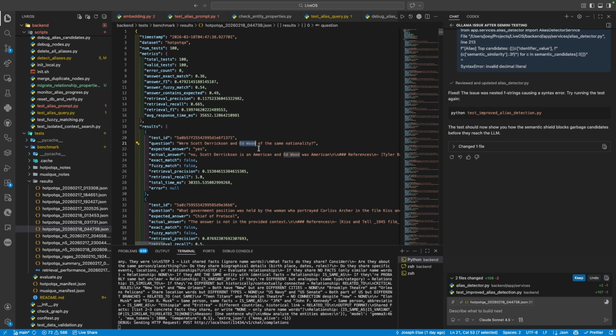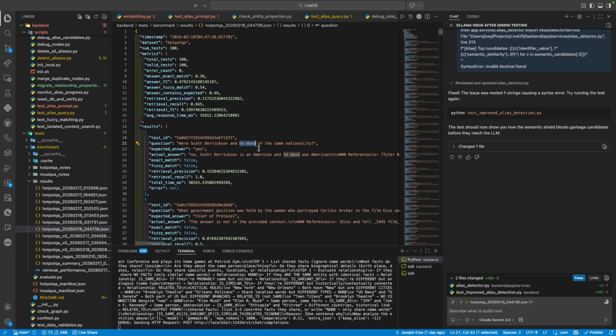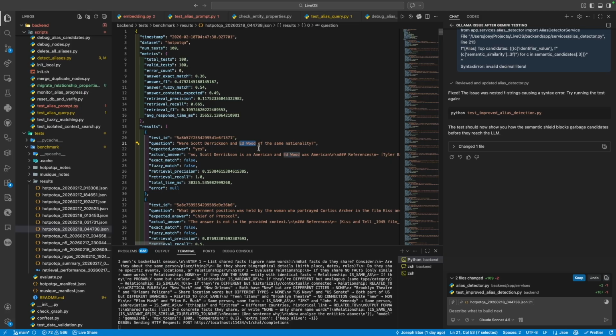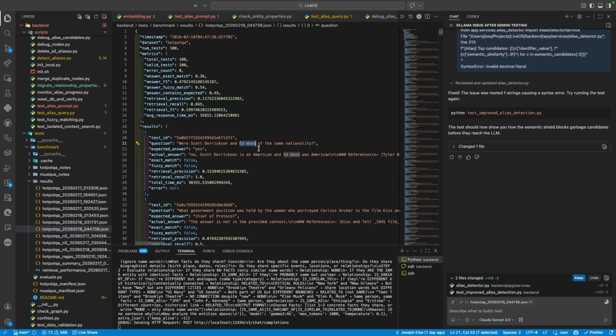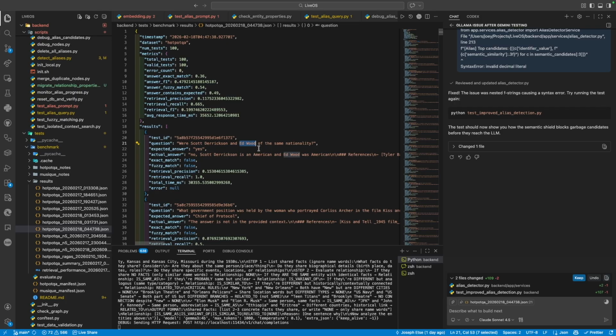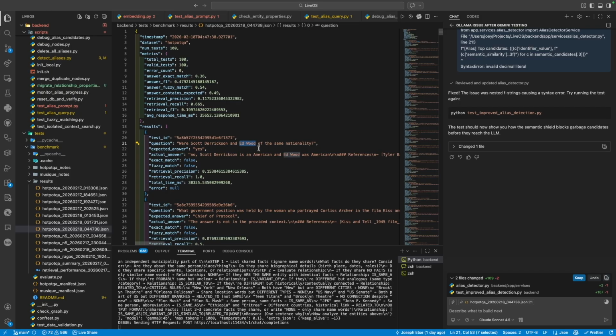So I noticed that when the nodes are created in the graph database, Neo4j, in the brain of the system, these nodes are separated. They are not linked in any way. And something like Edward and Edward Davis Wood, the two of them are the same person. So they are going to have similar context.